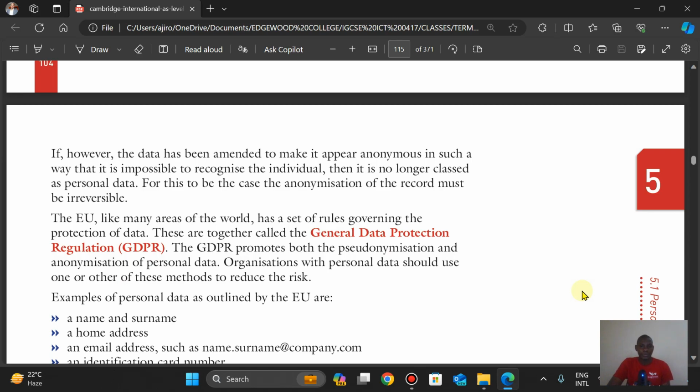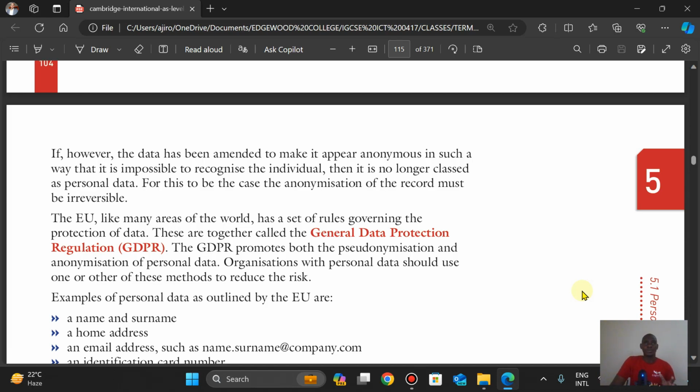Now, another thing I want to talk about is the General Data Protection Regulation, GDPR. Okay, General Data Protection Regulation. Now, data that has been amended to make it appear anonymous in such a way that it becomes impossible to recognize the individual is no longer classed as personal data. Okay, so for this case, the anonymity of the record must be irreversible.